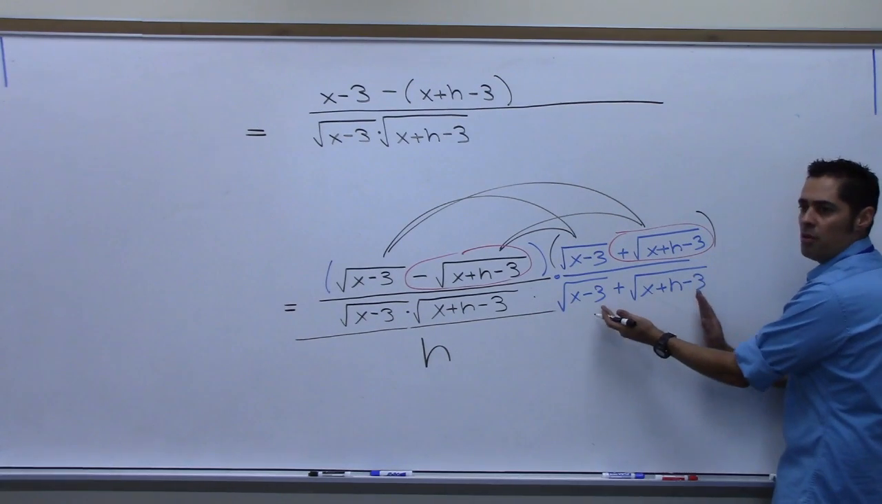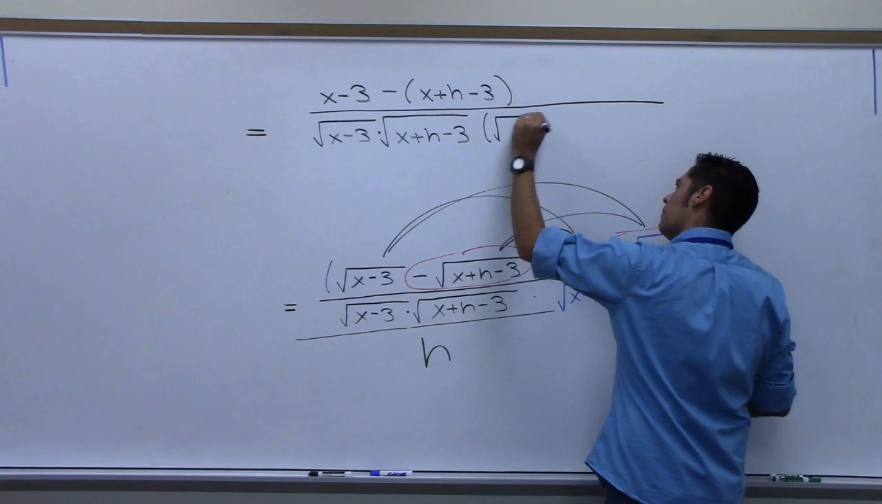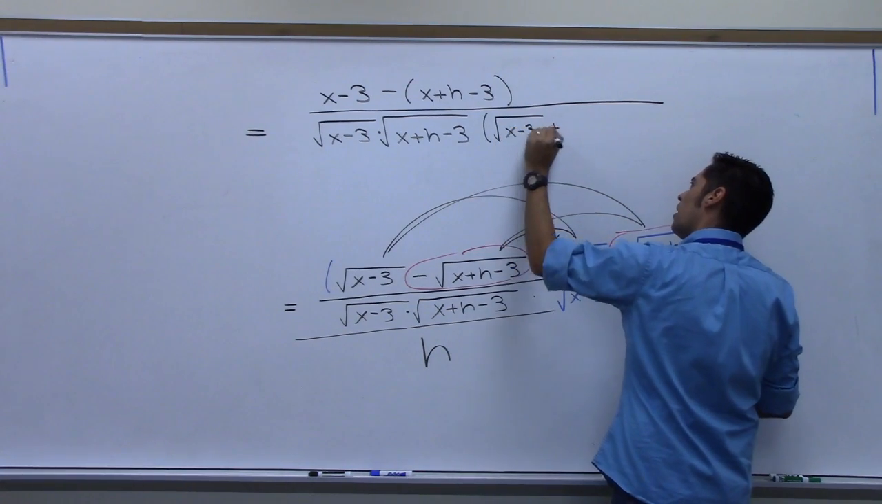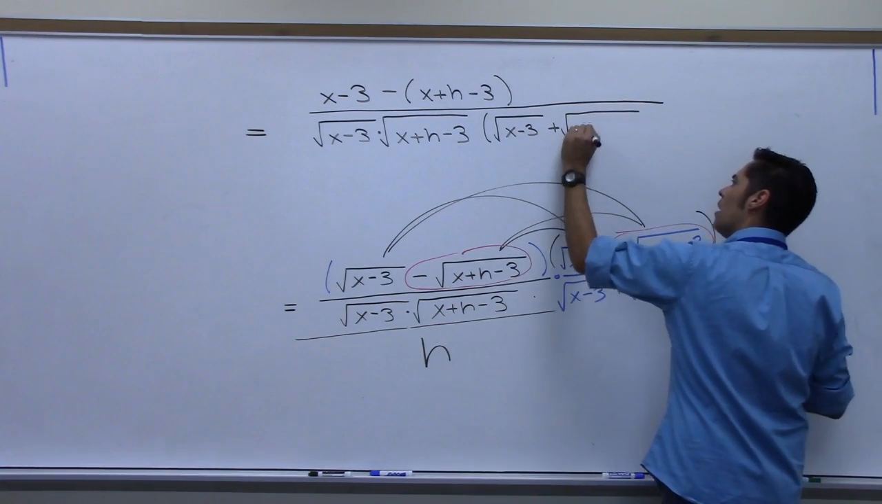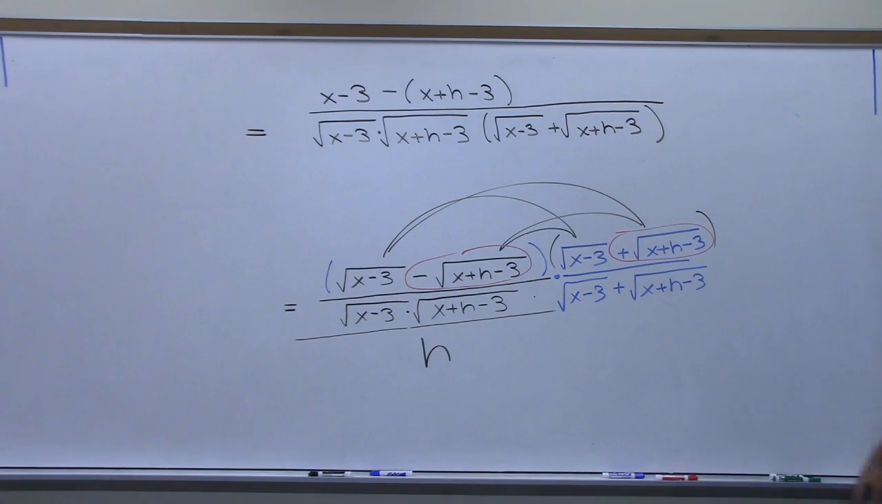Times, but this is two terms, isn't it? Yes. So I need a set of parentheses here. Root x minus 3 plus root x plus h minus 3. Close it off. All of that divided by h.